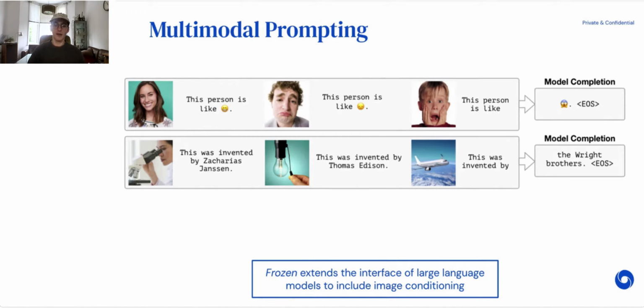Another really cool thing is that these text language models have learned lots of facts. And what we've shown here is that you can access these facts with visual inputs, not just text inputs. For instance, recalling the name of an inventor, which was learned during pre-training, based on an image of an object. And fundamentally, this is about adjusting the interface of a text-in, text-out language model to include images in the input.